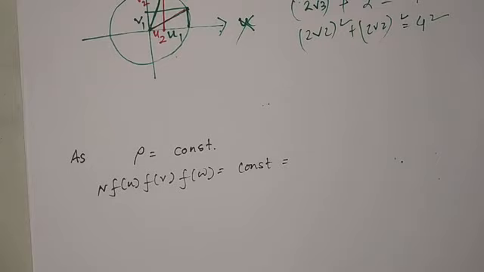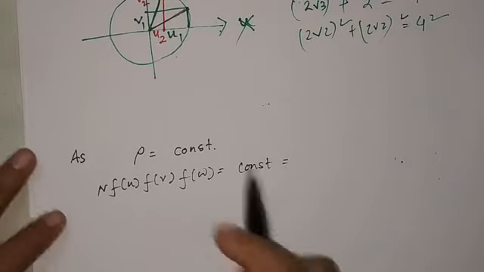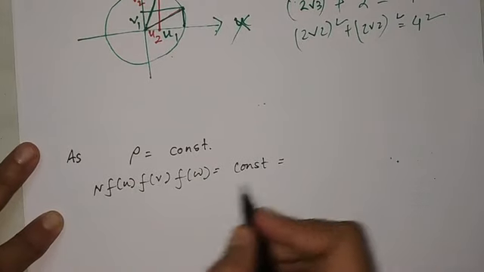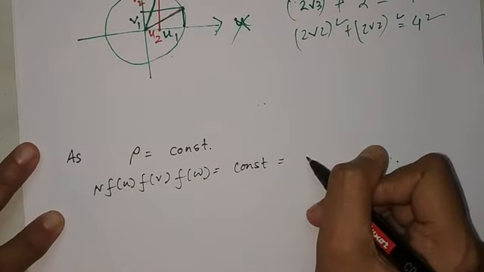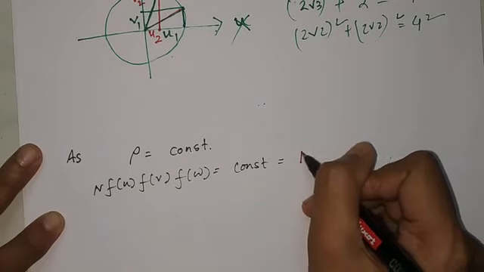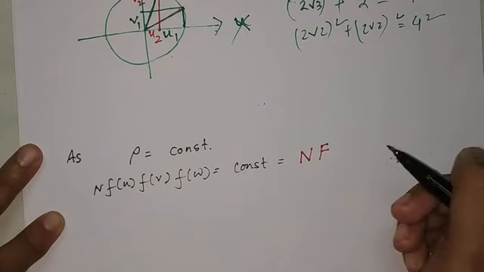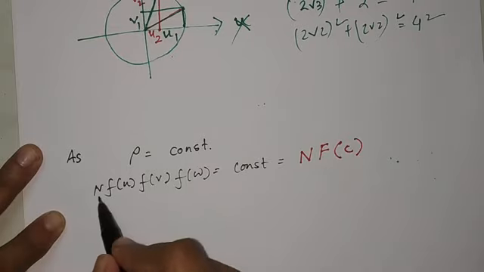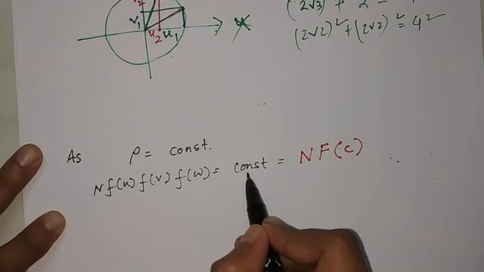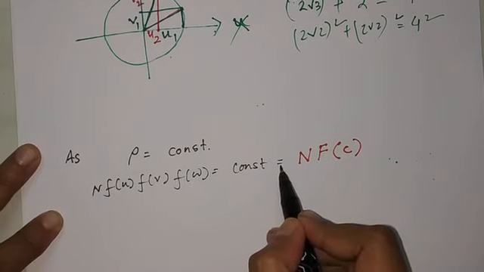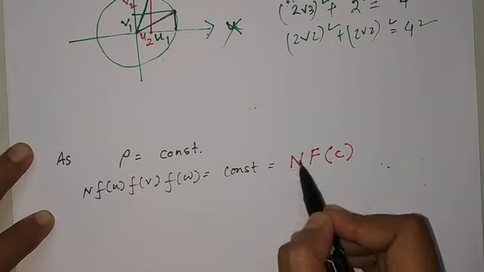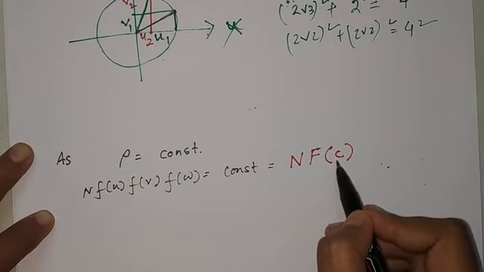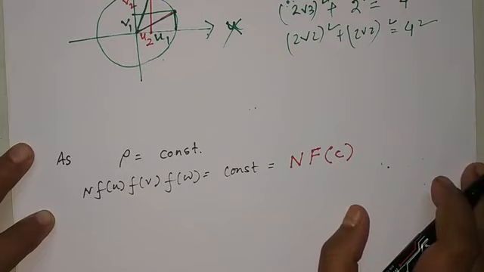C square will be the radius of the sphere, which is constant. Now, as rho is constant, we can say that N into Fu, Fv, Fw is also constant, which we can write as some function f of another constant quantity C. Because N, Fu, Fv, Fw is constant, we can write in a new way, which is N into some function f of another fixed quantity C. Okay.